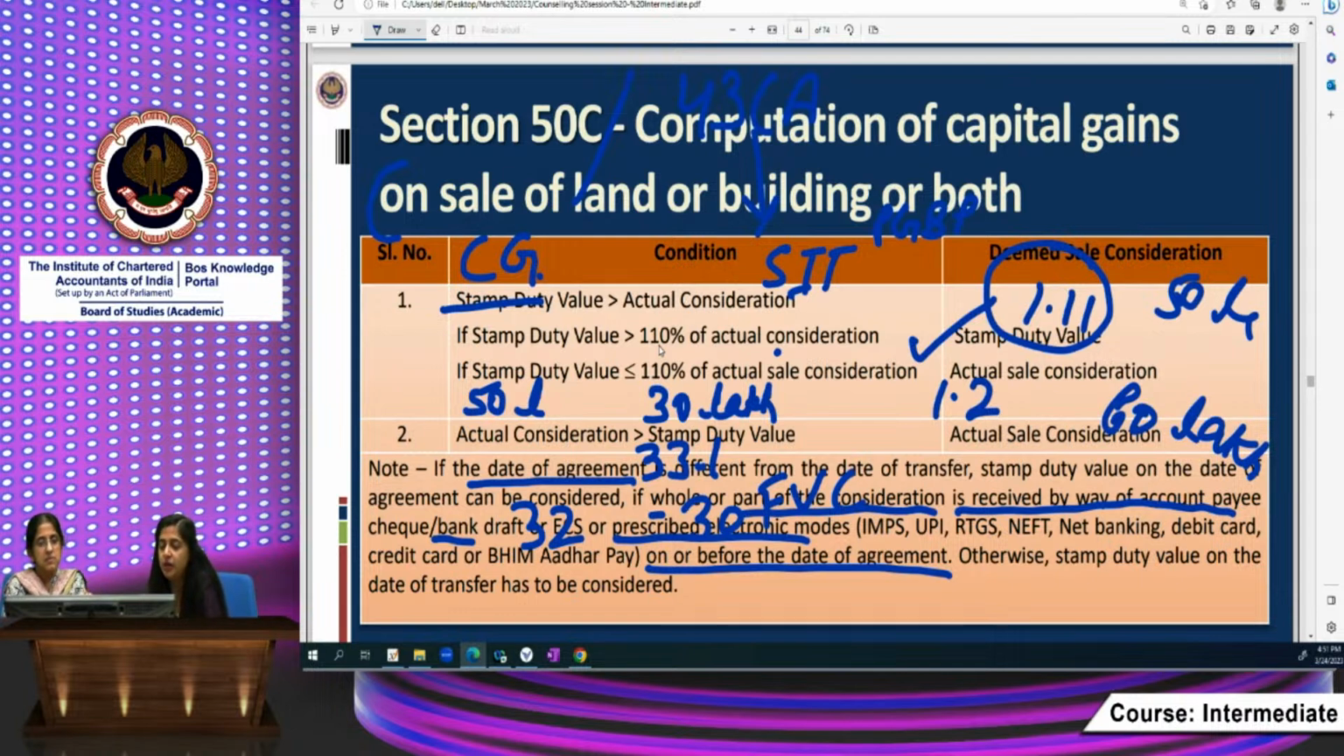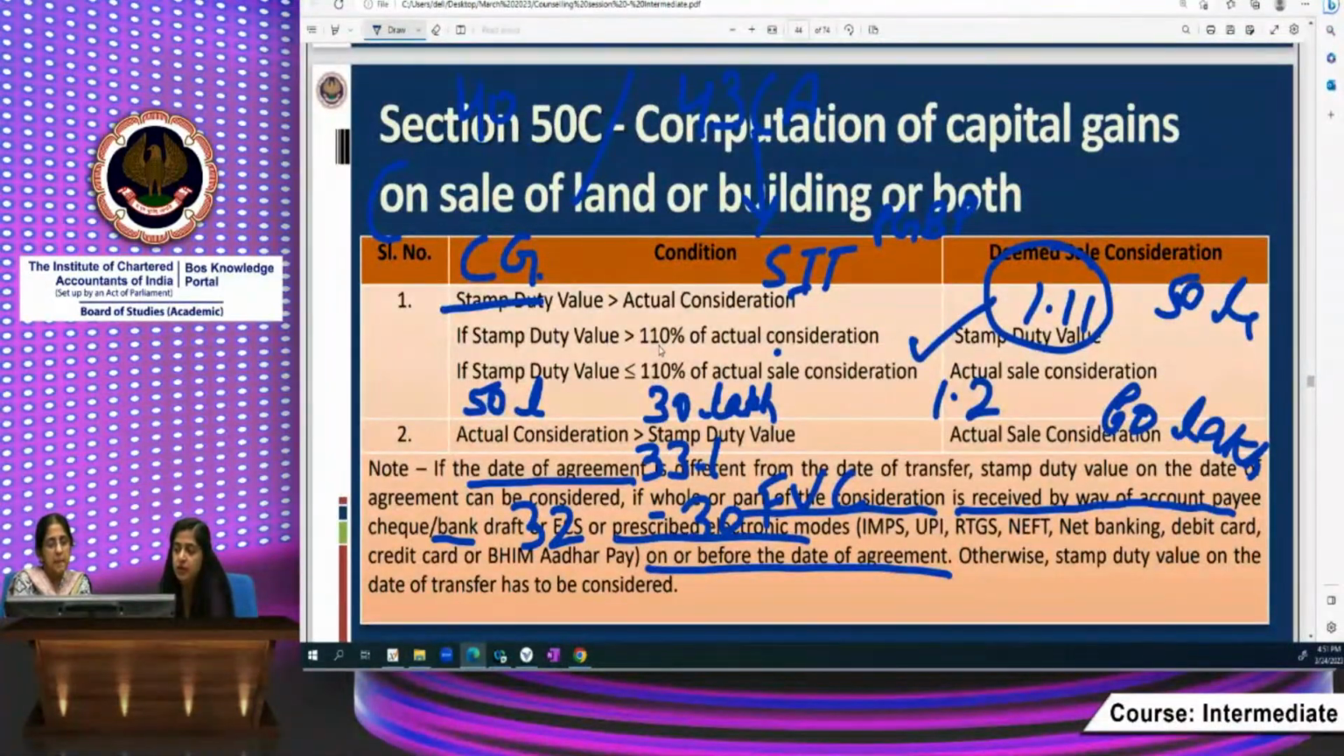whole or any part of the consideration is received. Suppose consideration was 40 lakh. Any part of the consideration you have received on or before 1st November by any of these modes. If you have received it in cash, then this beneficial provision will not be available. Only if you have received whole or part of the consideration in the prescribed mode, then only it will be available. Similarly in 43CA.